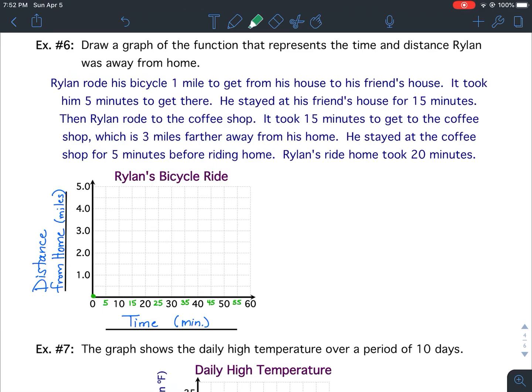Rylan rode his bicycle 1 mile to get from his house to his friend's house. It took him 5 minutes to get there. He stayed at his friend's house for 15 minutes. Then Rylan rode to the coffee shop. It took 15 minutes to get to the coffee shop, which is 3 miles farther away from his home. He stayed at the coffee shop for 5 minutes before riding home. Rylan's ride home took 20 minutes.